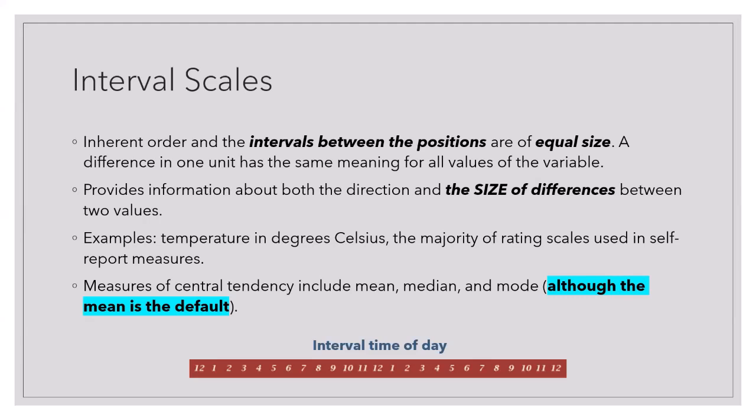So it's likely that many of you, and all of you that are using a self-report questionnaire, will be measuring your dependent variables on an interval scale, and maybe even your independent variables as well, if it's a correlational study. Here you would report all measures of central tendency, the mean, the median, the mode, although the mean is the default measure, but please include all of them for the purpose of this course.